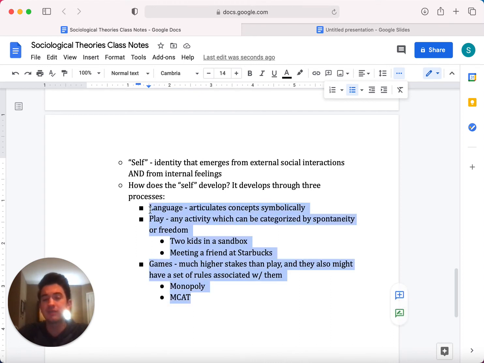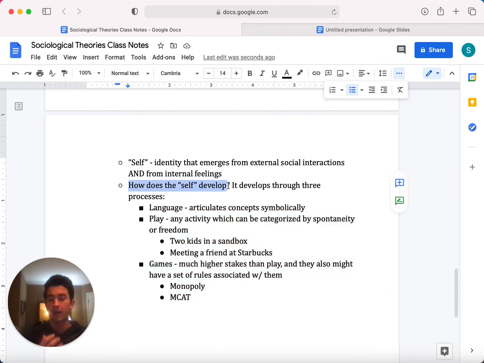So all three of these things, language, play, and games, were three things that George Herbert Mead said contributed to this concept of self and how we develop our self. And remember, I said that our self is our self-identity. So it emerges from how we interact with other people and from the internal feelings that we have about ourselves. And we develop this sense of self from language, play, and games. Also, make sure that you write up here, so not born with self.